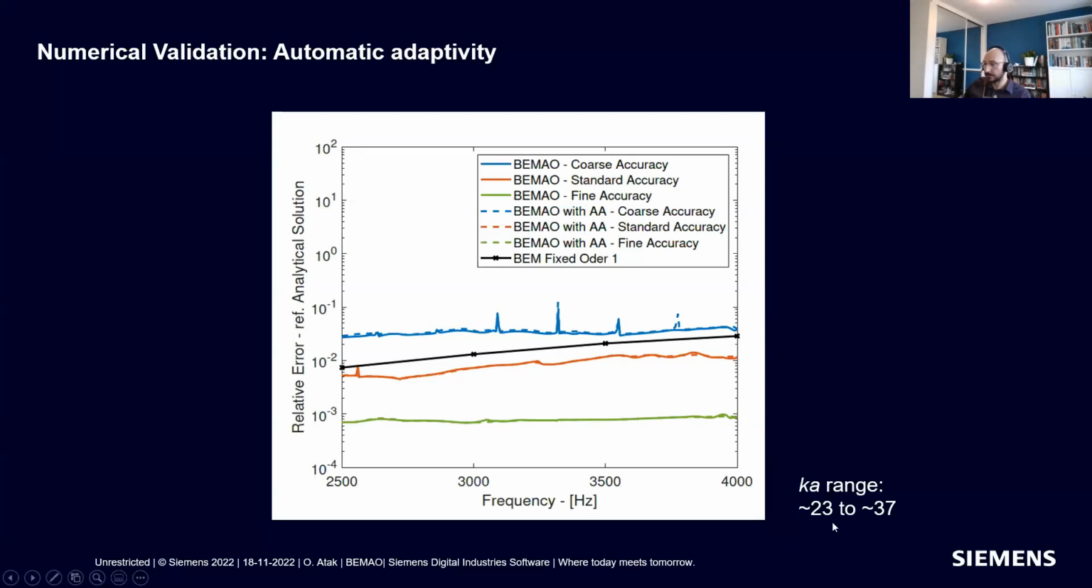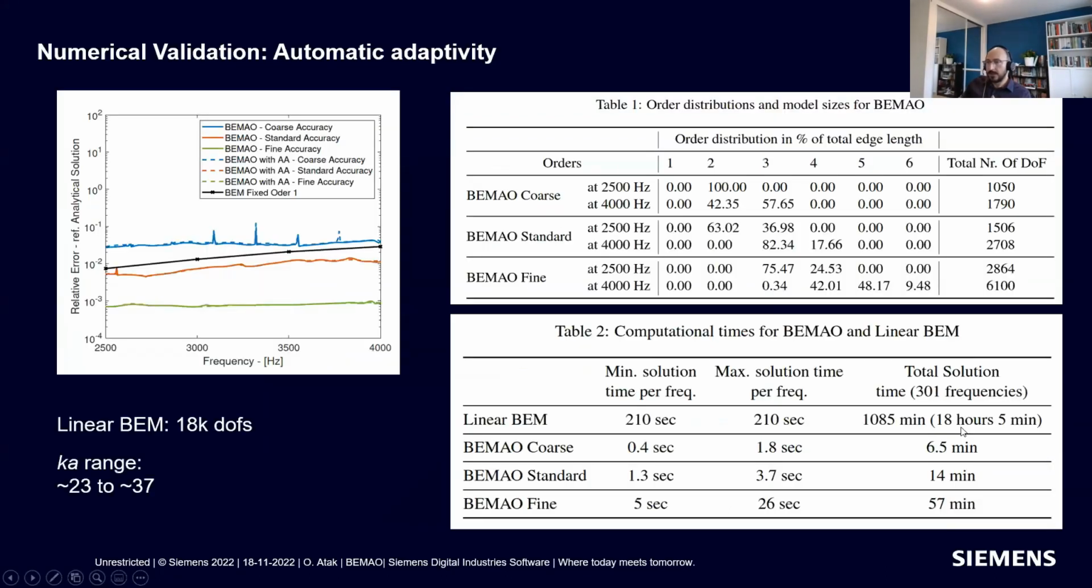So here, for this problem, the KA range was from 23 to 37. Okay, let's look at some order distributions, because for each frequency, the solver will assign a different order distribution. With the coarse model, you can see at the lowest and highest frequency that we are representing here 6 orders, and this is the percentage of orders in total edge length. That's how we are reporting the statistics.